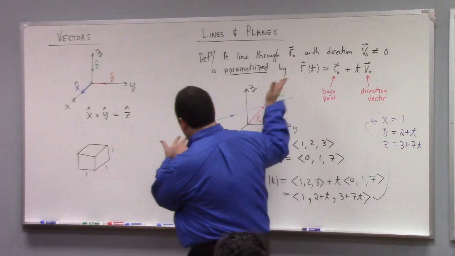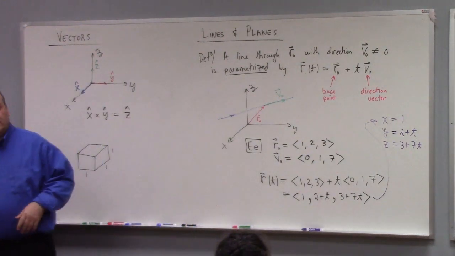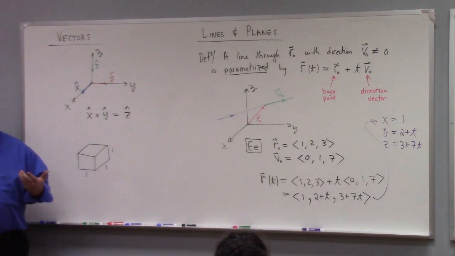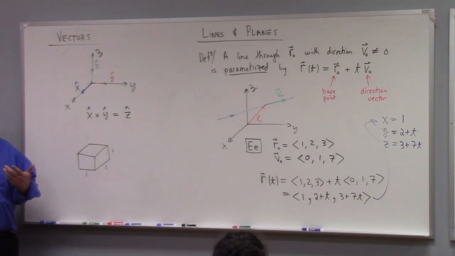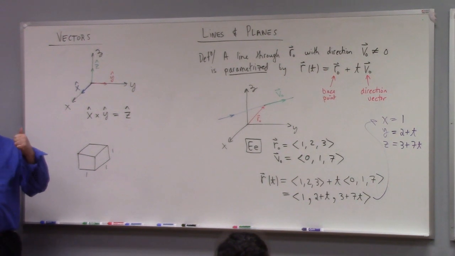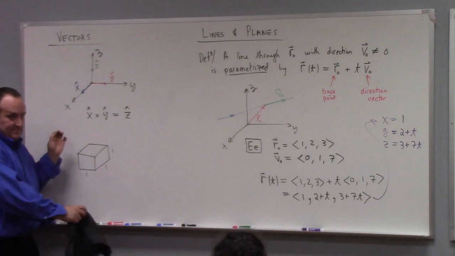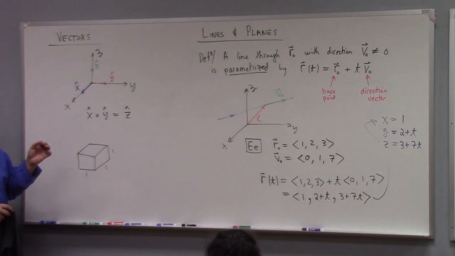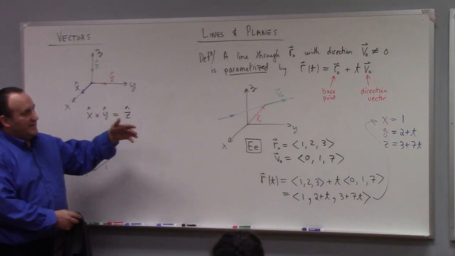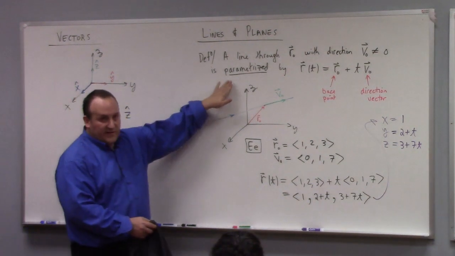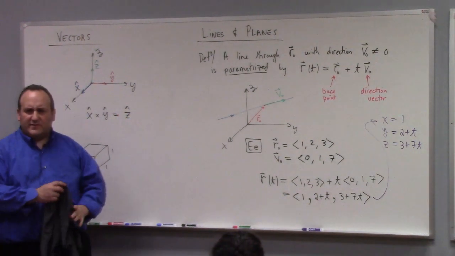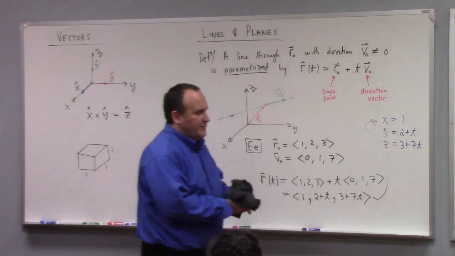So you need to know this, right? You shouldn't have to spend mental energy in the future parameterizing a line. You should ask yourself the question, what's a point on the line? What's its direction? As soon as you know that, you're done. You can write down the equation of it. I should say, not the equation of it, the parameterization of it. What's the difference between an equation and a parameterization?